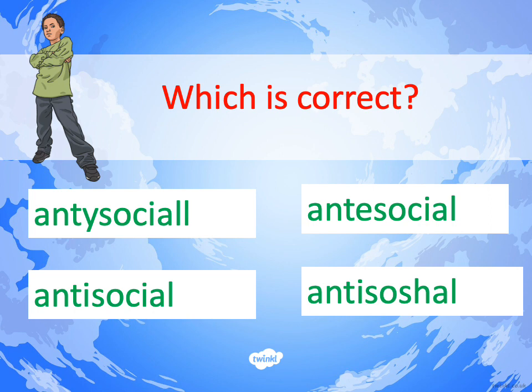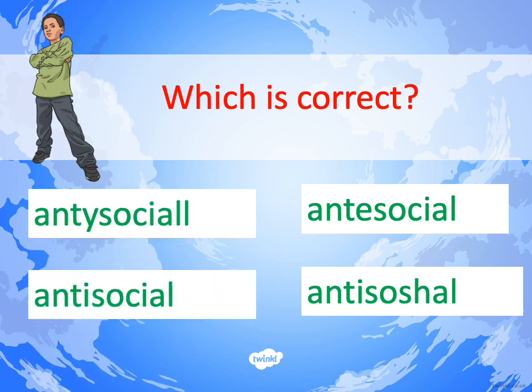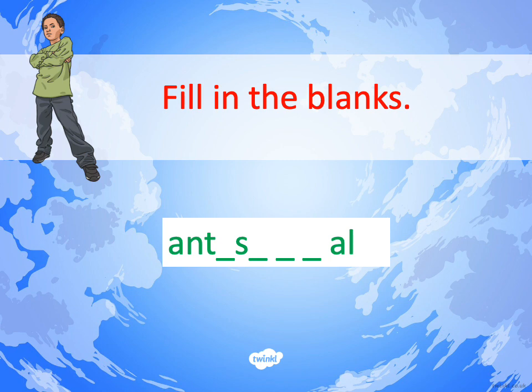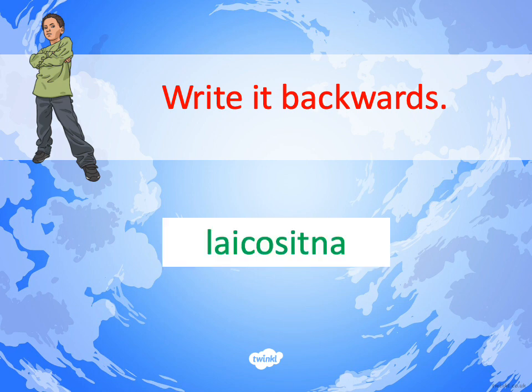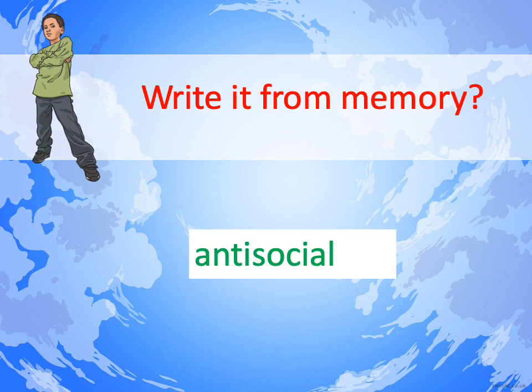Which one's correct? Don't look at what you wrote before. Try and spot the correct one and copy it down. That was the correct one. Fill in the blanks now. Should have filled in those letters. Write it backwards if you can. Leikositna. And finally write the word from memory. Antisocial. Well done if you managed to spell all 3 words correctly.